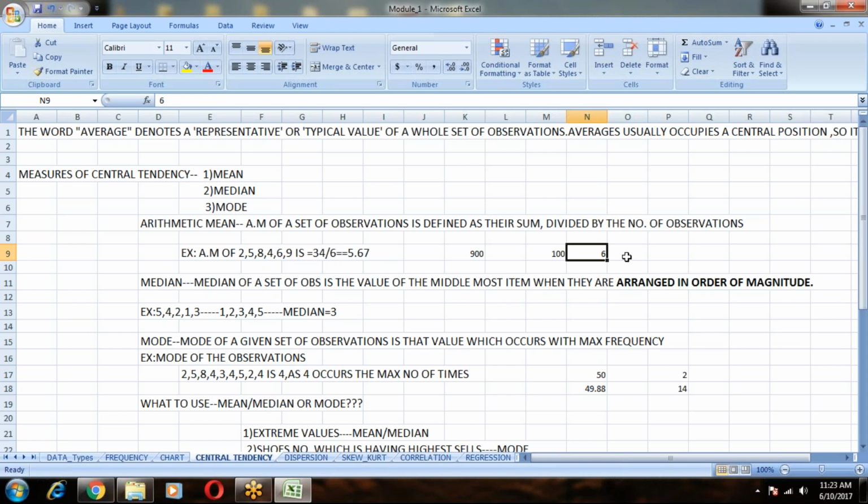Outliers means extreme values. Extreme values might be a very large value or a very small value, like minus 0.00001. This is also an outlier. Very low or very big value which is not compatible with the other set of observations. So Abu, now is it clear?